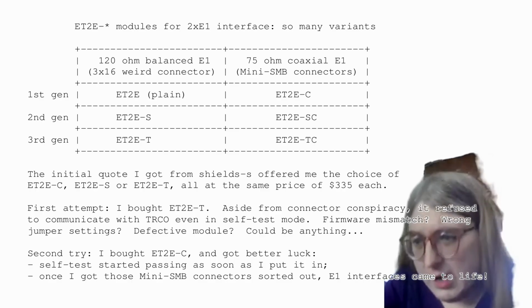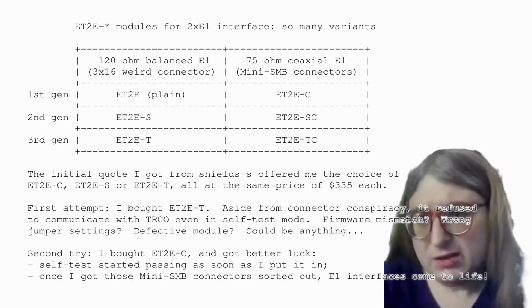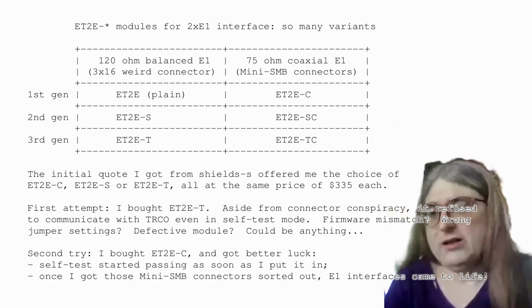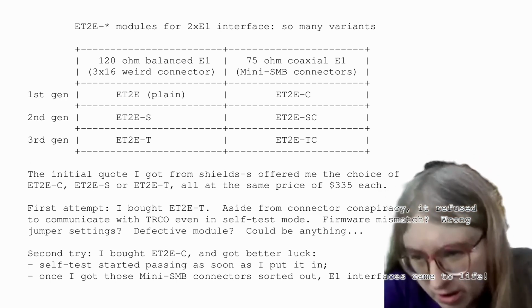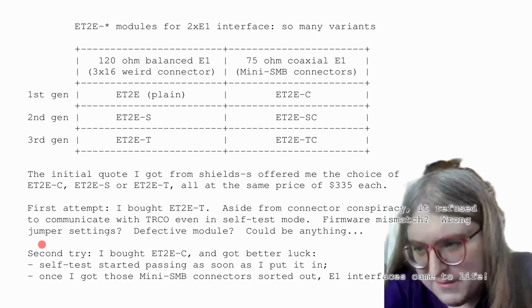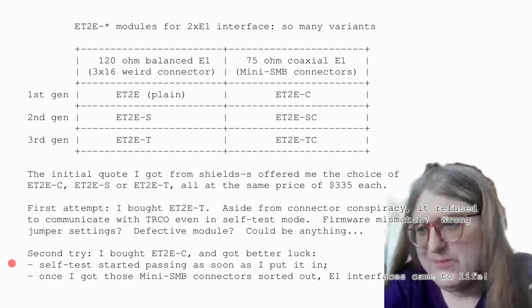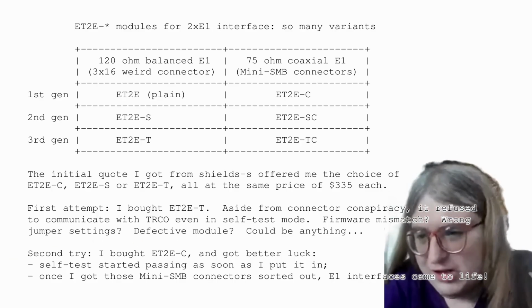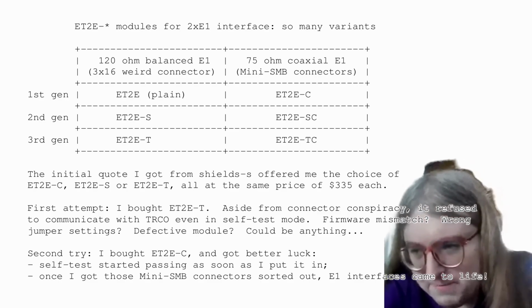So finally we know that the T2C, the -C module, was good, and with the -T module something was wrong. But like I said, there's no telling what issues prevented the -T from working. Could be anything, could be a defect, whatever.